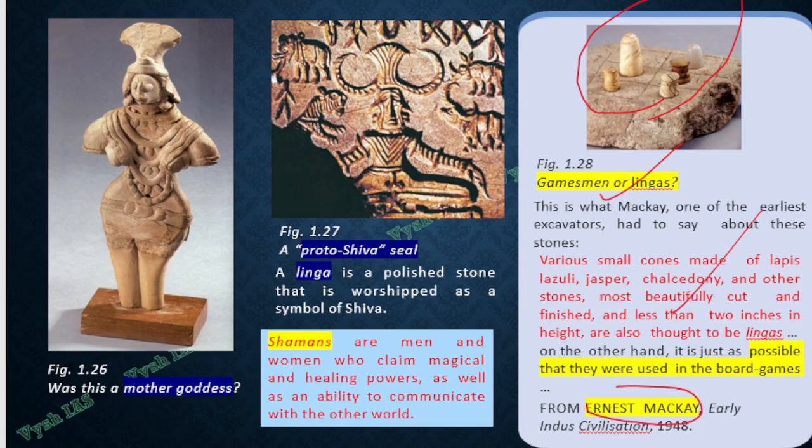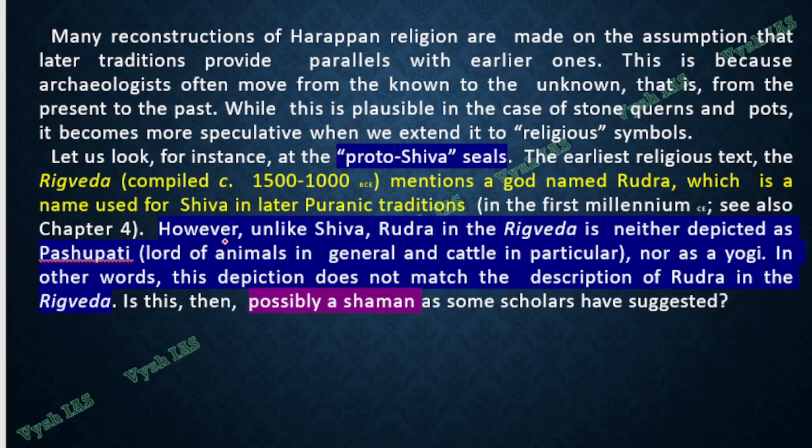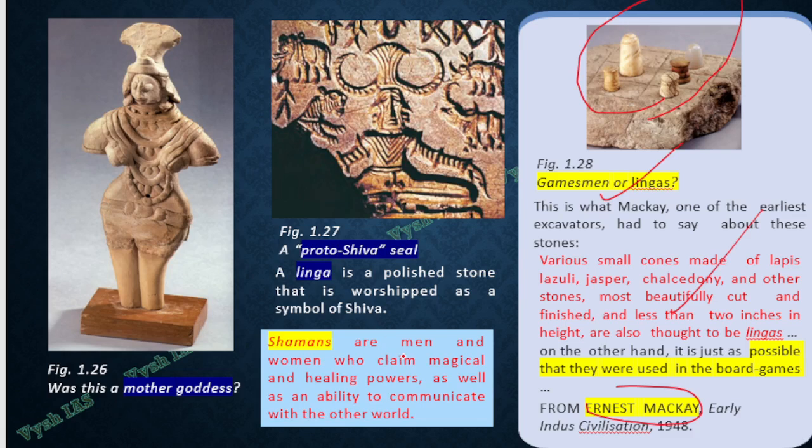Okay, so the Proto Shiva also, they told either it is Shiva, Pashupati, which I told, Lord of Animals and protector of all the cattle and all, with reference to Rudra from Rig Veda, or it is possibly a shaman. Okay, so what is shaman? Shaman is something which is men and women who claim magical and healing power as well as ability to communicate with the other world. Okay, this again for prelims is very important. What is shaman? Okay, so they could not conclude whether this is Pashupati, Shiva, the same Shiva which we later study in Rudra, this Rig Veda, or it is some other magical person who can communicate with the outside world with magical healing power and all.